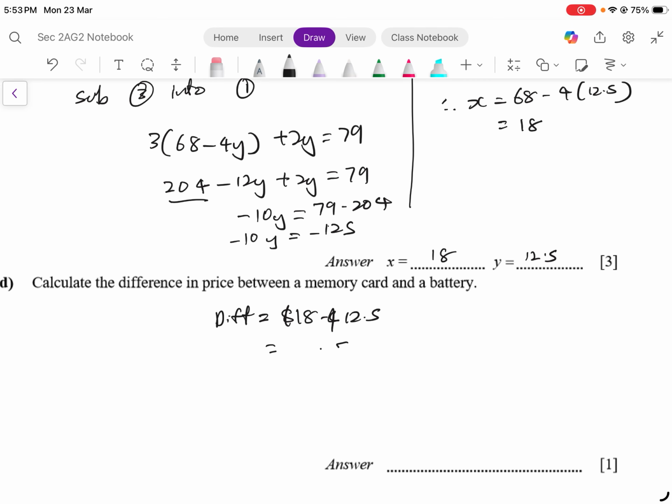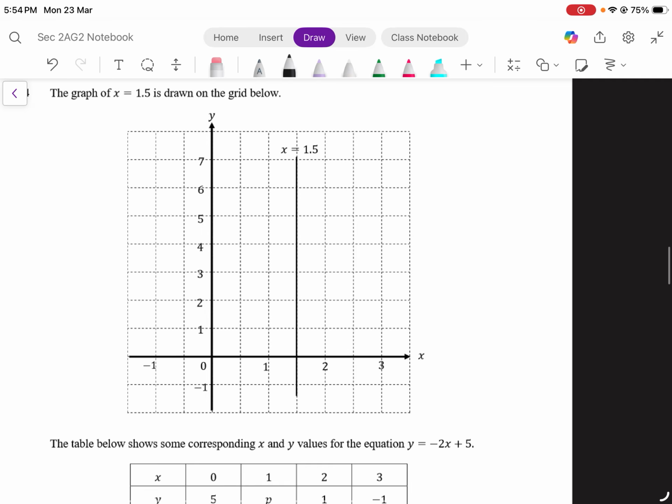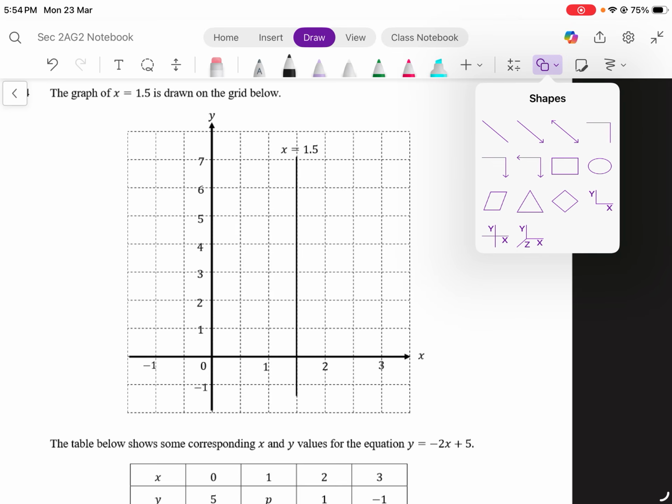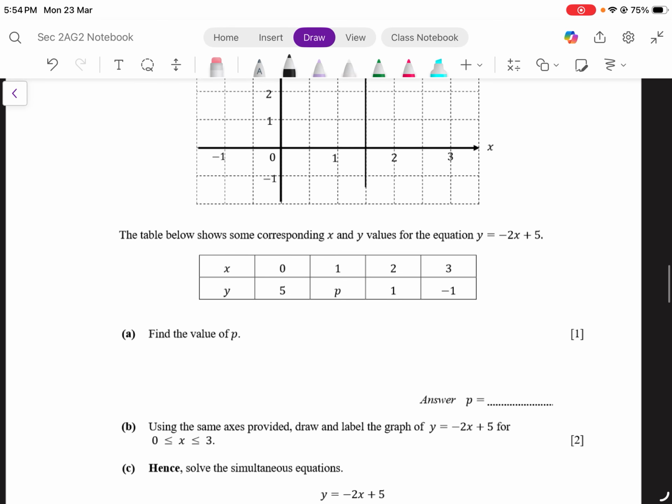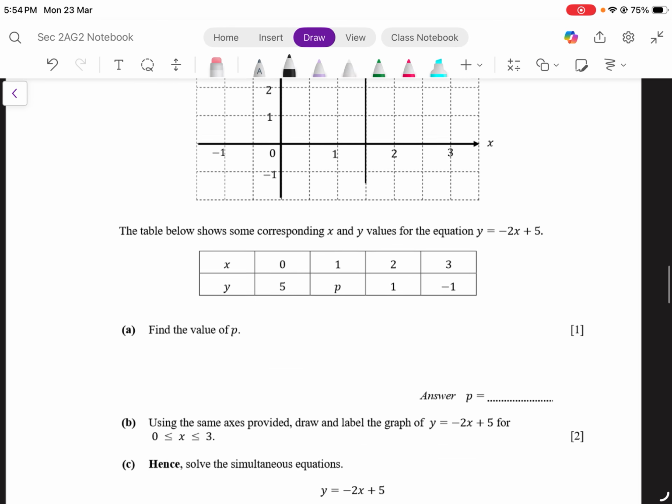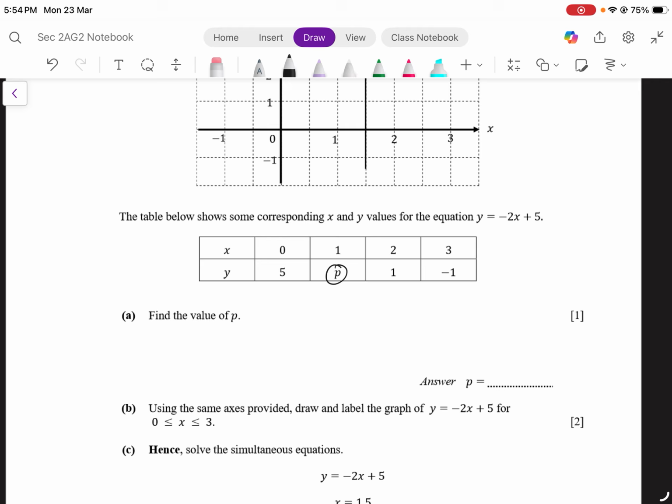Okay, so we're going back to graphs. Now I can't use the graphing sequence here because the whole paper will run, so I'm just going to show you how it's done. Find the value of p. When you find the value of p, your y is p, and my x is 1. So y equals minus 2 times 1 plus 5, which is minus 2 plus 5, 3. So your p is actually 3.